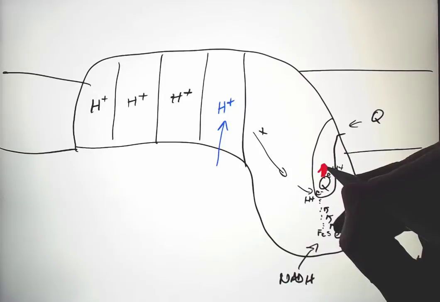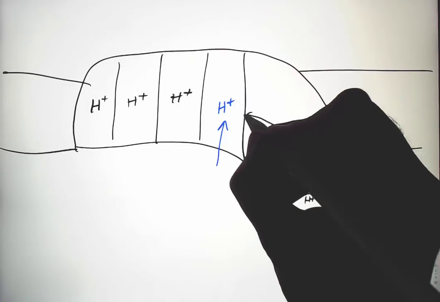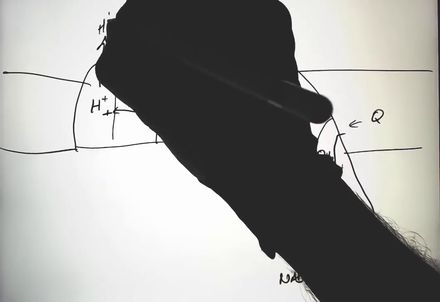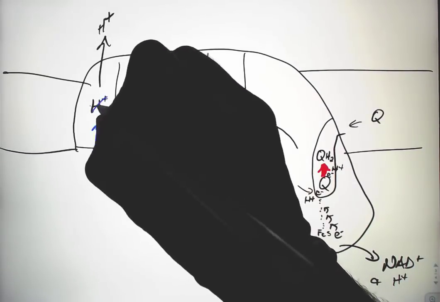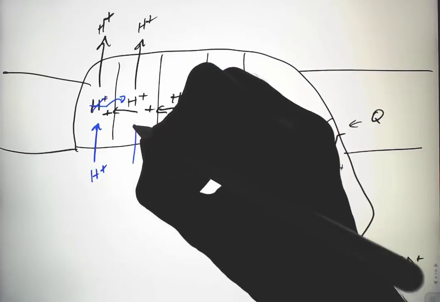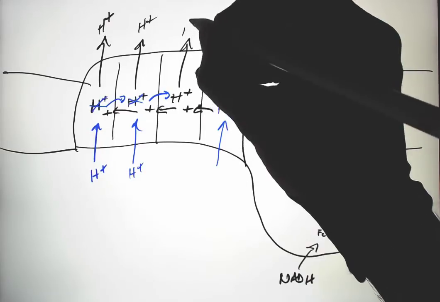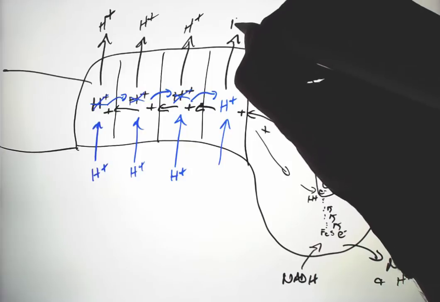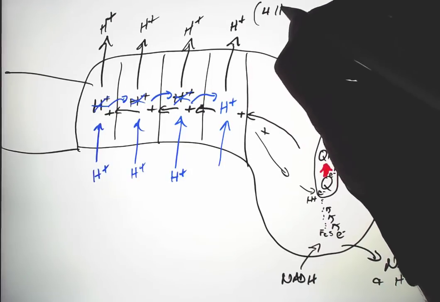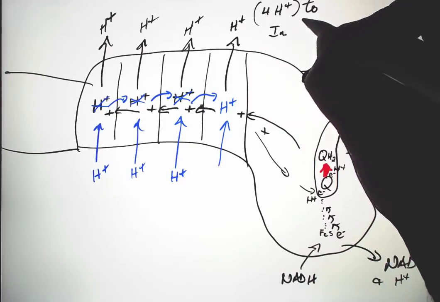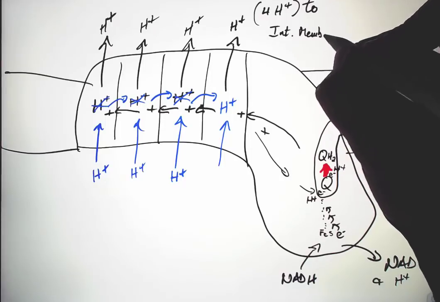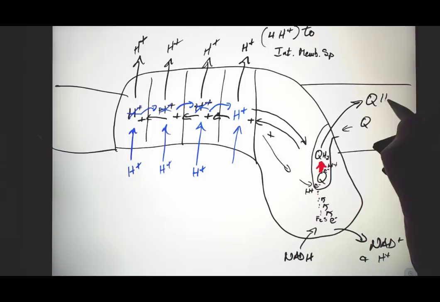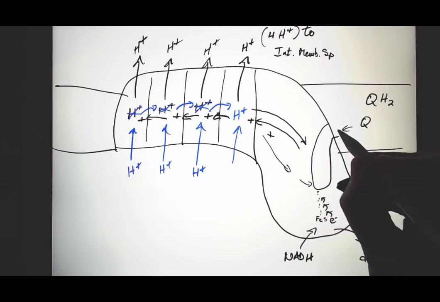QH2 shifts position, and that pushes positive charge all the way down the complex. It opens up a gate that allows the hydrogen to leave. And step by step, we move one out, replace a new one. We move one out, replace a new one, move out the last one, but we don't reload the very last one. We have 4 H pluses into the intermembrane space. And that last change causes QH2 to leave. We reload a new Q.